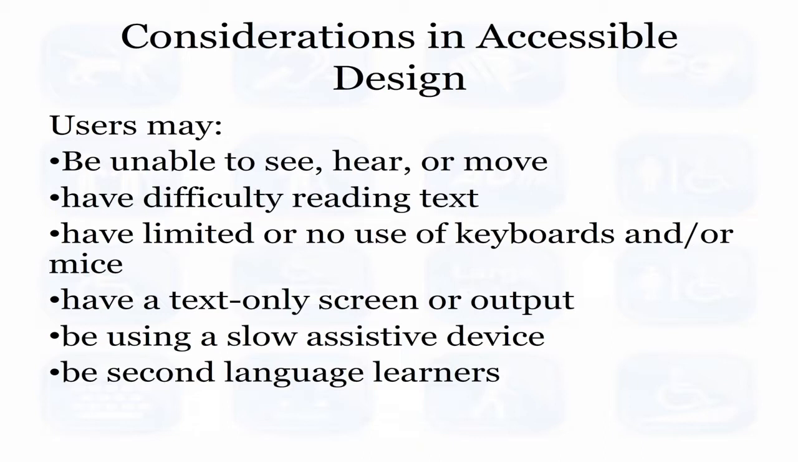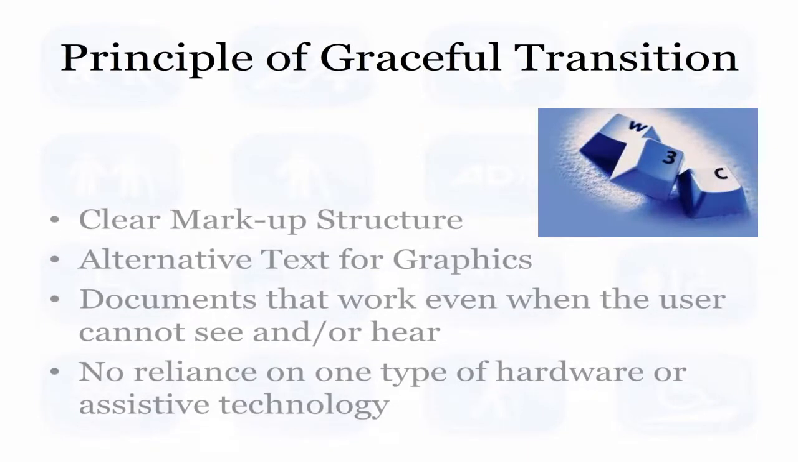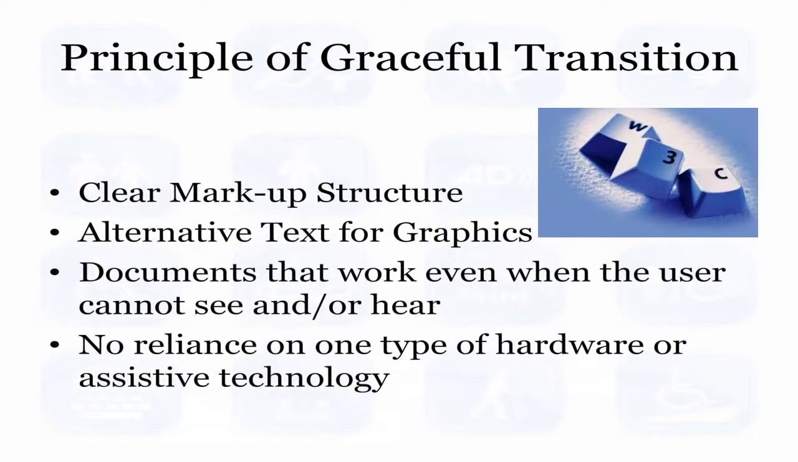Users may have difficulty reading text. Users may have limited or no use of keyboards or mice. Users may have a text-only screen. Users may be using a slow assistive device. And users may be second language learners. The goal of accessible design is to take those many considerations into account.